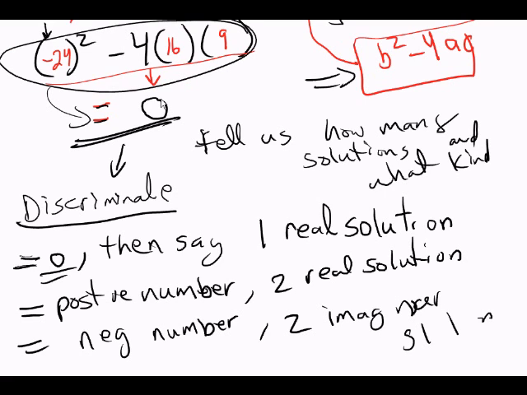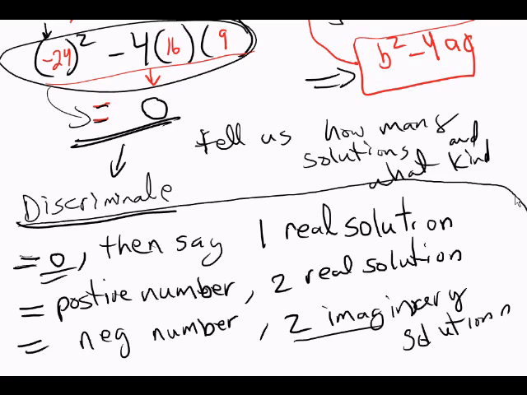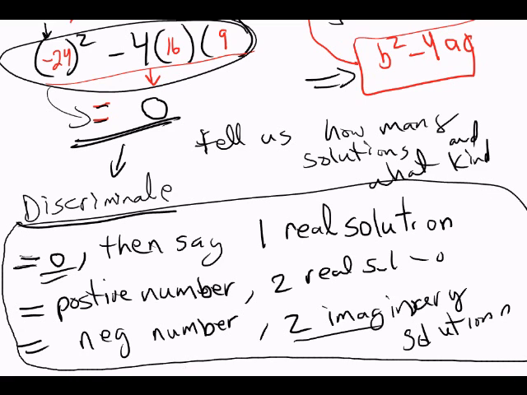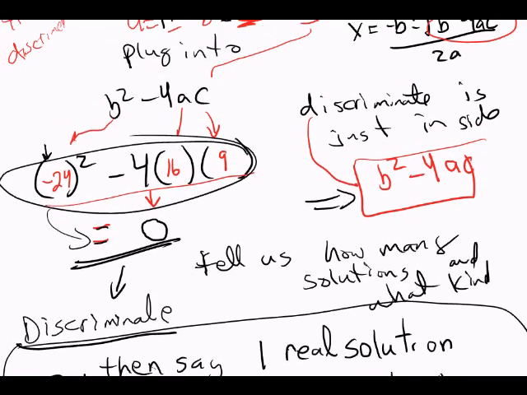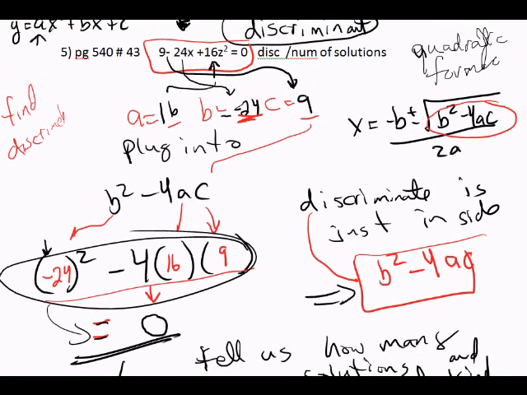So you have to be able to do the math correctly here, because this discriminant is going to tell you, if you end up with a negative answer, you have to say, I have 2 imaginary solutions. If you end up with a positive number, you have to say you have 2 real solutions. If you end up with 0 like we did, you have to say you have 1 real solution. They want to know how many solutions you have, and it all depends on your discriminant.